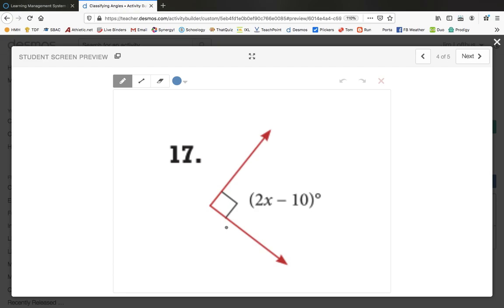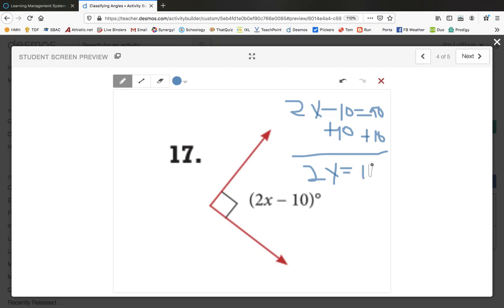This symbol means that this angle is a right angle. That means that's 90 degrees. So I can say that this value that's been given, 2x minus 10, is equal to 90. Now I have a two-step equation. So I'm going to add 10. It's a good review of solving equations, and add 10 to both sides to make a zero pair. And now I have 2x equals 100. And I'm going to make a coefficient of 1 by dividing by 2. And x is equal to 50.